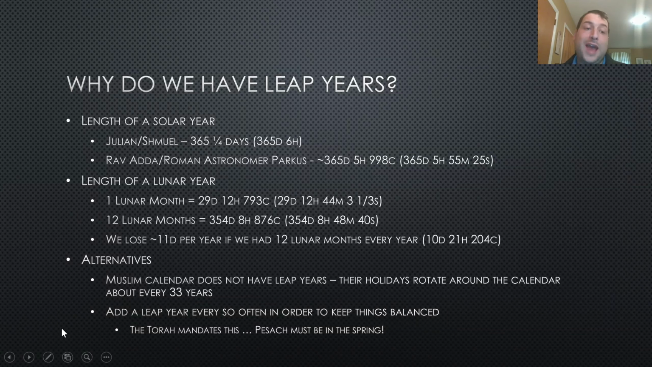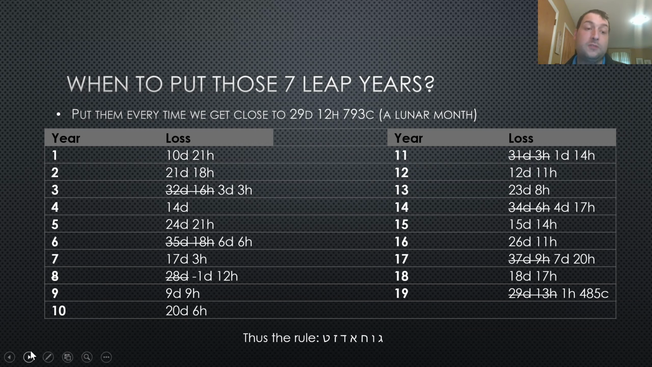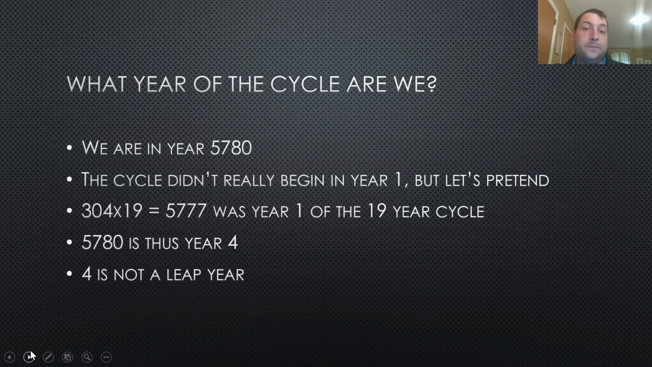Although some farmer in Israel actually sued the Supreme Court of Israel to get them to declare it a leap year. The Supreme Court said, we don't have the authority, we're not the Sanhedrin. So we're in 5780. 5780 is year 4, and we base it on year 1. Year 1, 5779 years ago, was year 1 of the cycle, and then we just add from there. Even though the cycle didn't really exist then, we pretend that it does.